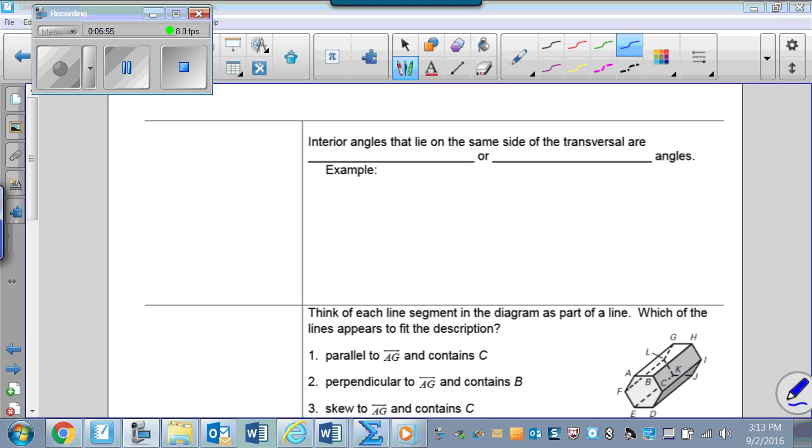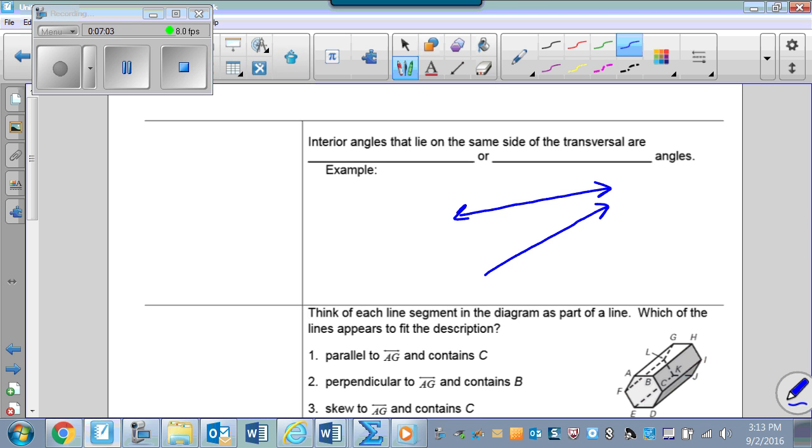We've got one more set here, interior angles that lie on the same side. Well, let's draw our diagram again. We don't want to have to flip back to it. And I think I had that line coming up like that. Our transversal here was red. And 1, 2, 3, 4, 5, 6, 7, 8.